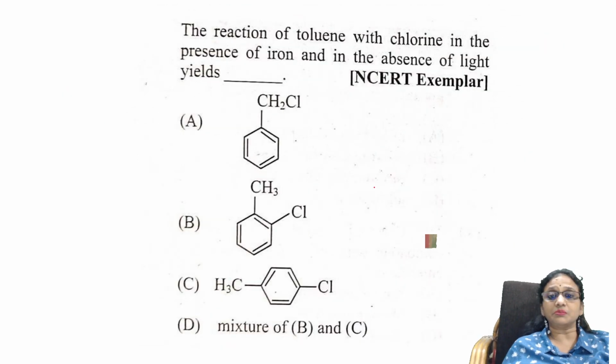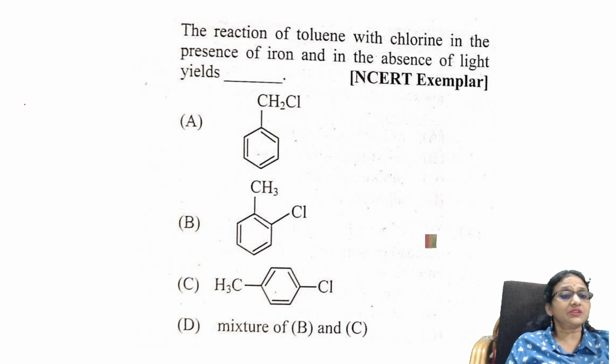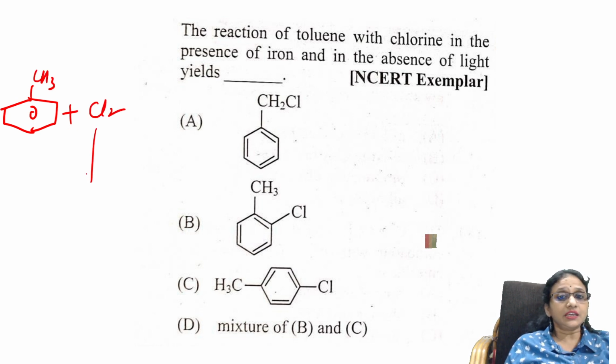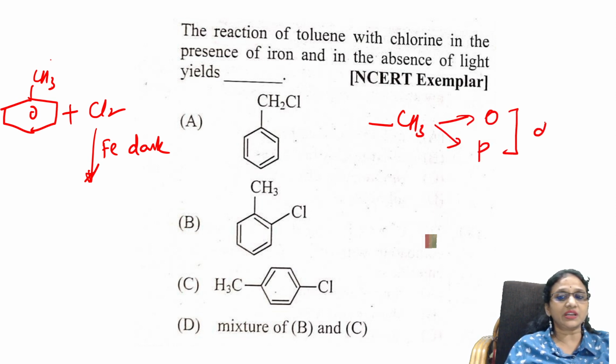Next question. The reaction of toluene with chlorine in the presence of iron and in the absence of light yields what? Easy question. Let me write the reaction. I have taken toluene. Then I have used chlorine in the presence of iron and dark, in the absence of light. Now, remember, students, first of all, what is the speciality of methyl group? CH3 group is basically an OP directing group.